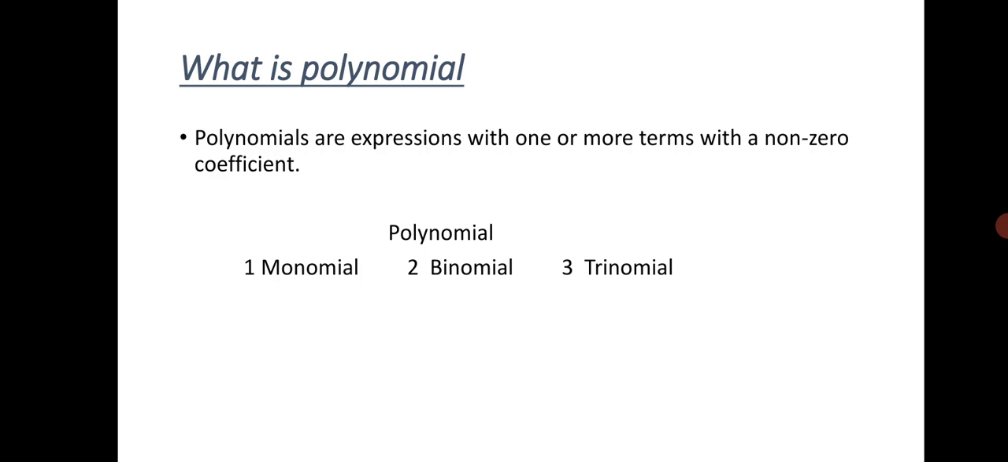Okay friends? Generally the polynomial is divided into three types: monomial, binomial and trinomial. There are more than three, but basically and generally the polynomial is divided into three types: monomial, binomial and trinomial. Say with me friends: monomial, binomial and trinomial.